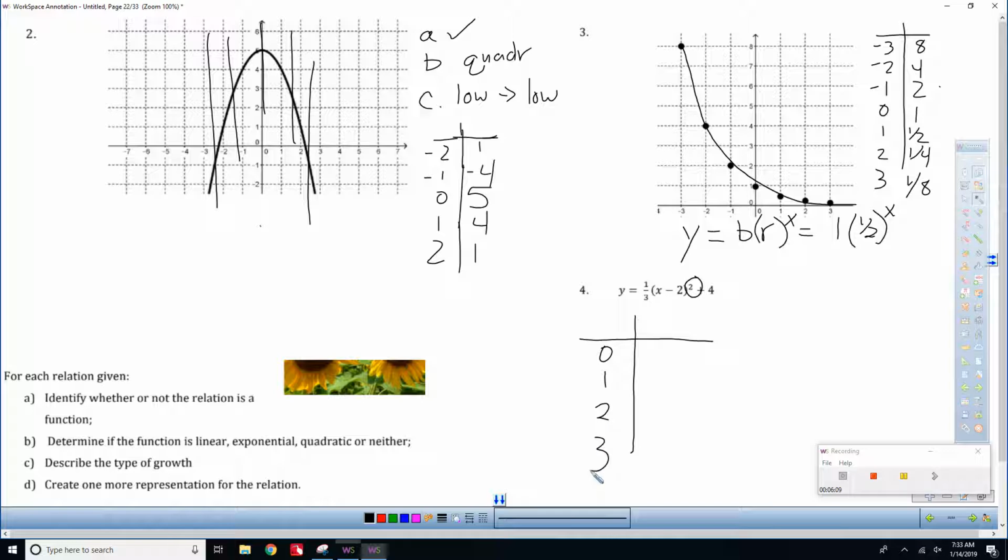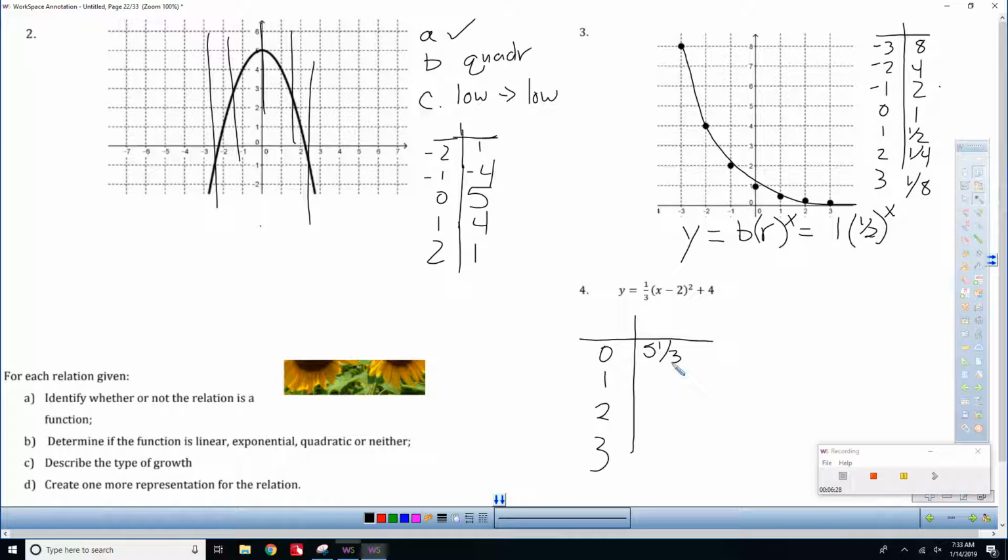let's see what we get here. If you put in a 0, this would be a good thing to put in your graphing calculator. If you put in a 0, you get a negative 2 squared, which is 4. 4 thirds plus 4 is 5 and 1 third.